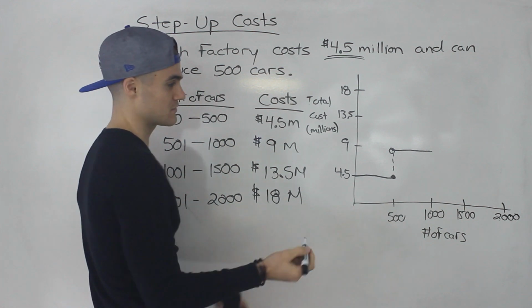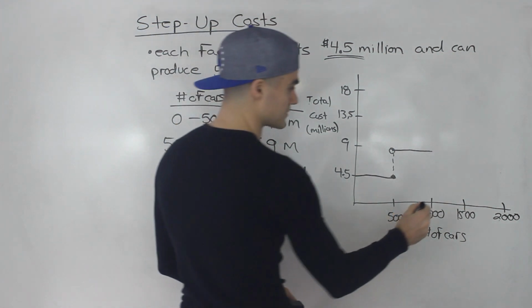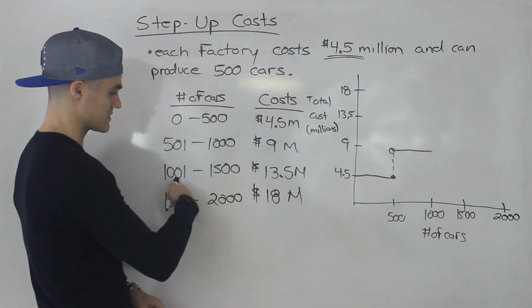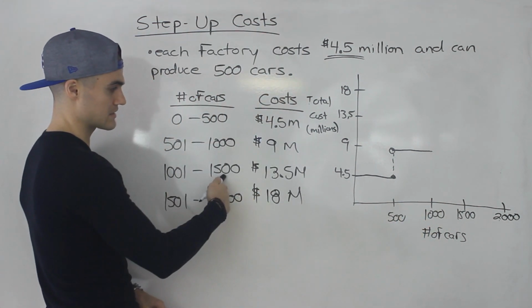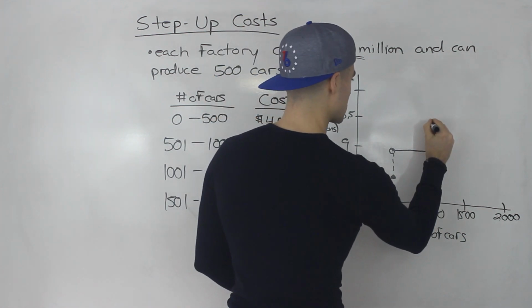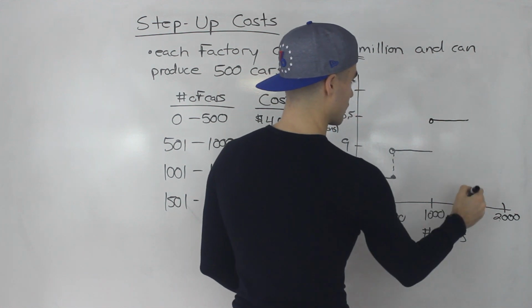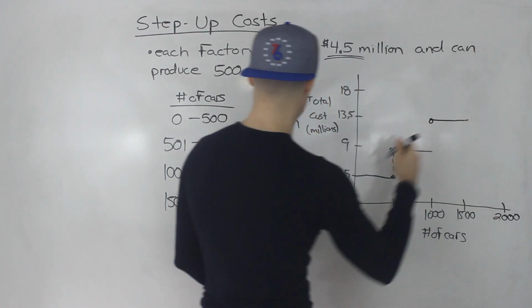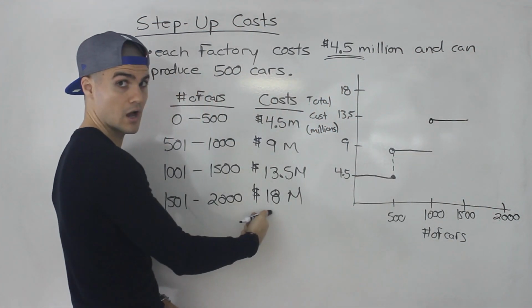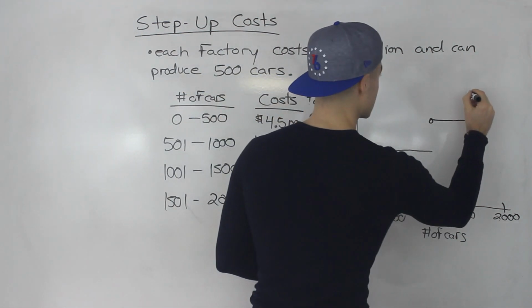But different textbooks, different profs may just put a line there to represent the connection between the two. And then from 1001 to 1500 is 13.5 million. So that's going to be like here. I'll put a hole there up to there. And then from 1501 to 2000, our total cost is 18 million because we have 4 factories at that point.